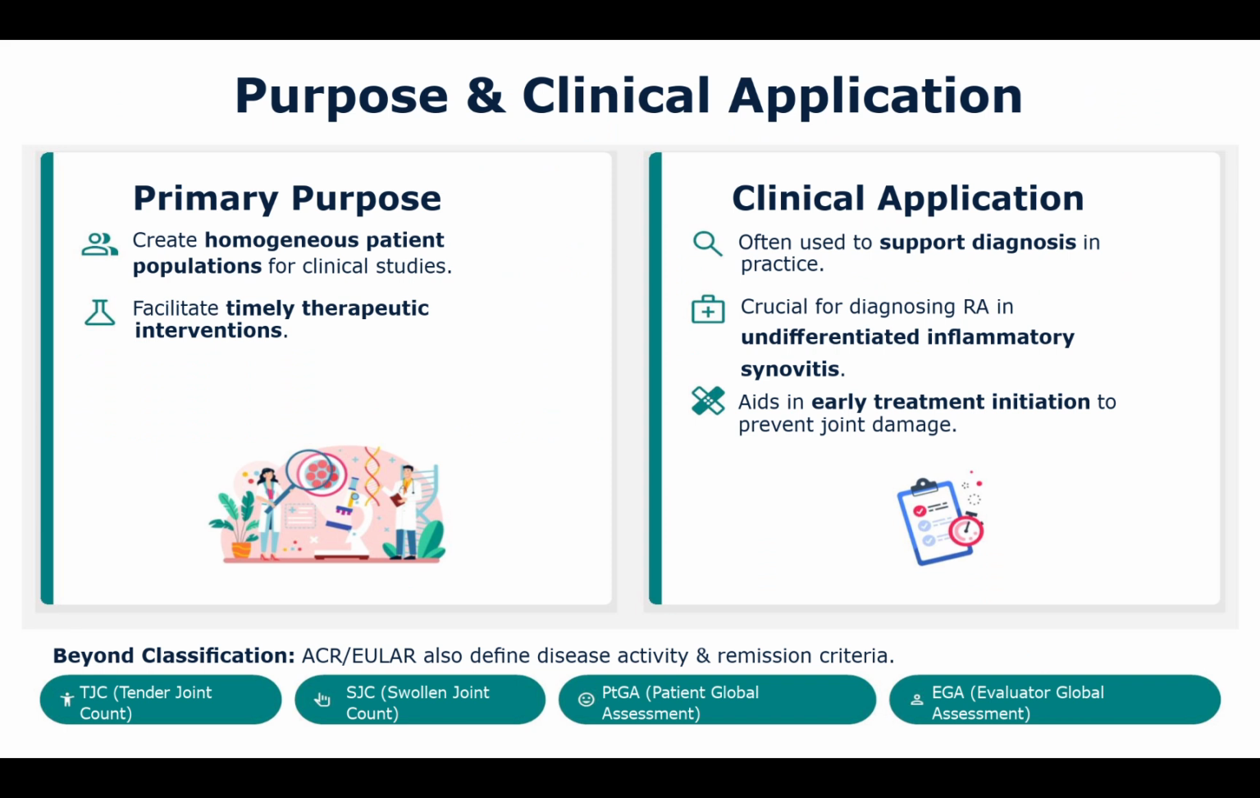It's cool to note that the ACR EULAR team doesn't stop at classification. They also set criteria for how we measure disease activity and remission, using things like how many tender or swollen joints a patient has and how patients and doctors assess the global impact of the disease. This helps us monitor and guide ongoing patient care.